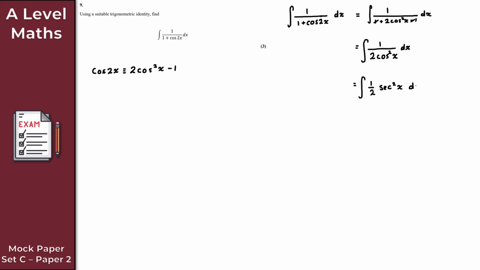We're integrating here then again with respect to x. And as we've just mentioned, this is one of our standard results. So a half sec squared x with respect to x, the integral of that would simply be a half tan x. And of course, given that we don't have limits on our integral, do not forget our constant of integration there, plus c. Like so.